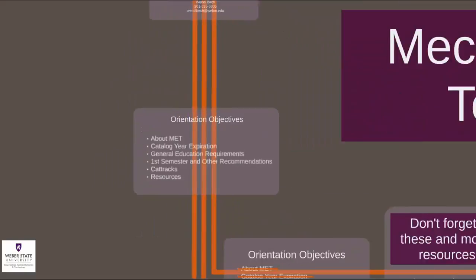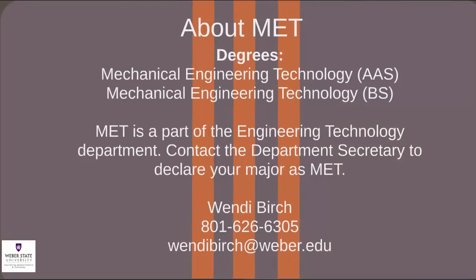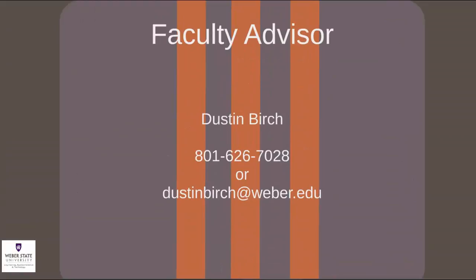The purpose of this online orientation is to connect you with your program department, explain catalog year expiration, provide an understanding of general education requirements, and provide helpful student resources. If you need to declare Mechanical Engineering Technology as your major, contact the department secretary. You will work closely with your faculty advisor. Be sure to have your W number on hand when contacting your advisor.